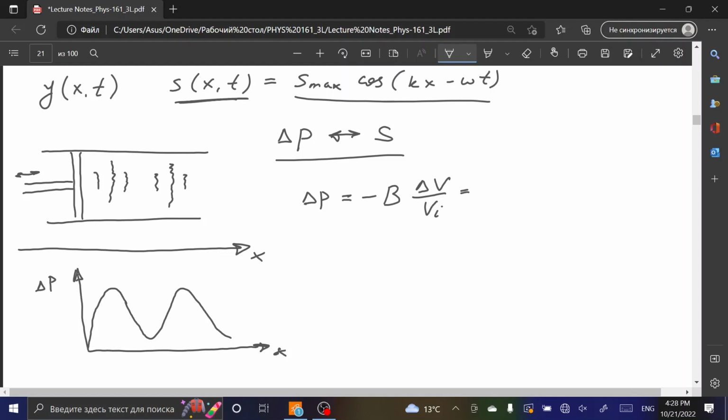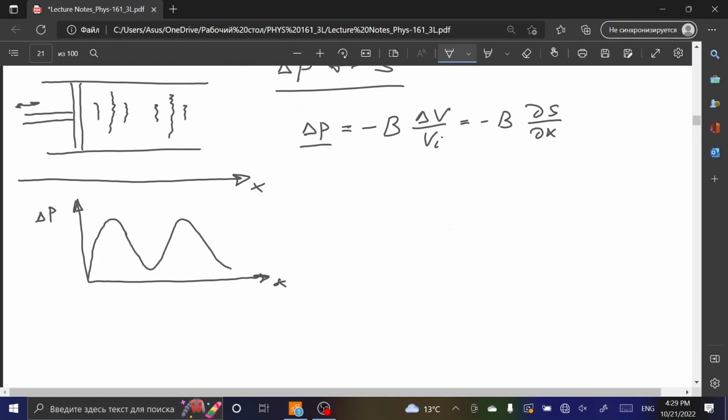It is possible to show that this should be equal to minus B times the partial derivative of displacement, the wave function, over position, when we consider time as a fixed parameter at some given moment of time. So now we have the relationship and we have the wave function for displacement. So let us get the wave function for change in pressure.